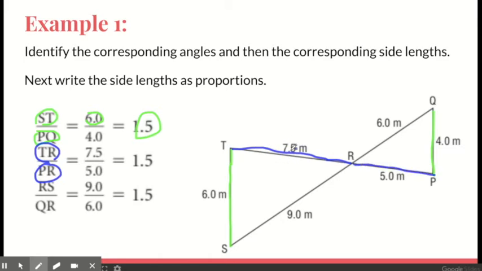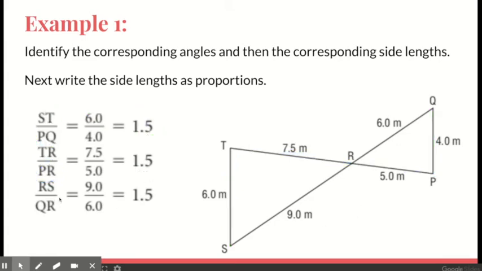I started with the bigger triangle, and I'm comparing it to the corresponding side length in the smaller triangle. So I did 7.5 divided by 5, and I got 1.5 again. All right. And so these numbers being the same are helping me make sure that my two triangles are indeed similar. If these numbers were different, they would not be similar.